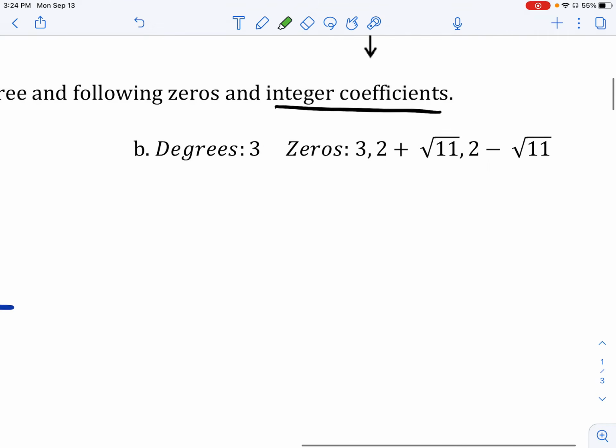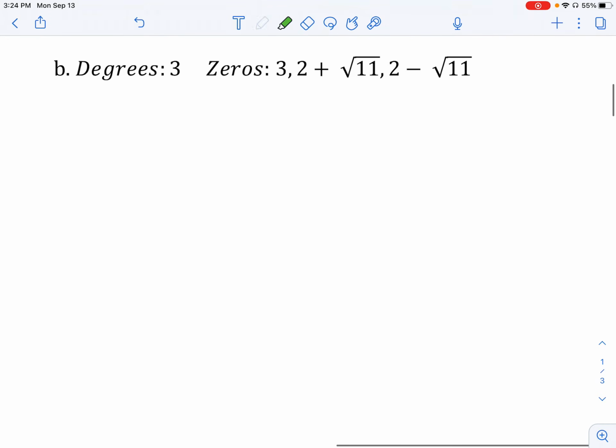Okay, now let's try this next one here. Now in this problem, you'll notice that we've got 3 zeros, a degree of 3, so I can then start saying the following.